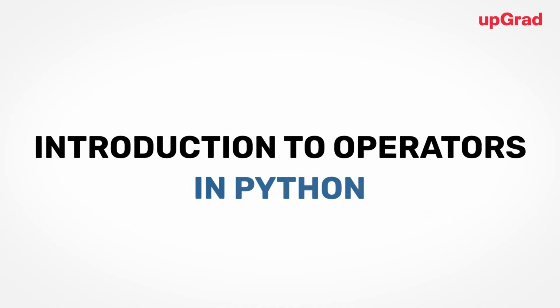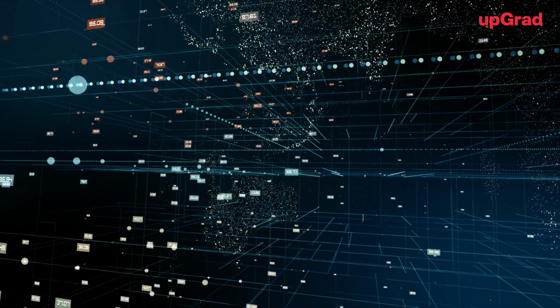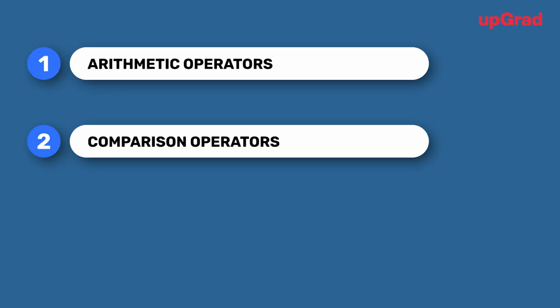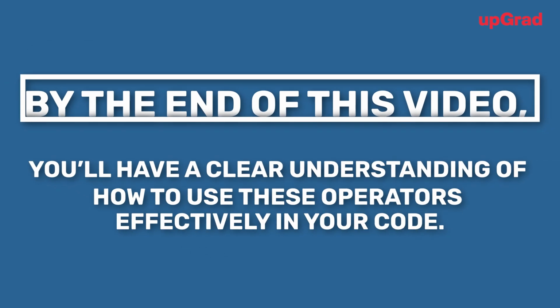My name is Madhur Singh and in today's video, we are going to delve into one of the fundamental aspects of Python programming, that is operators. Now, operators are the building blocks that allow us to perform operations on variables and values. Whether you are adding numbers, comparing values, or making logical decisions, operators play a crucial role. We'll explore three main categories of operators in Python. Number one is arithmetic, then comes comparison, and finally logical operators. By the end of this video, you will have a clear understanding of how to use these operators effectively in your code.